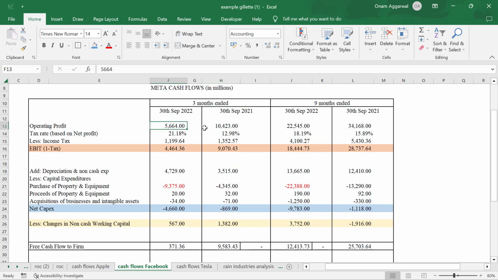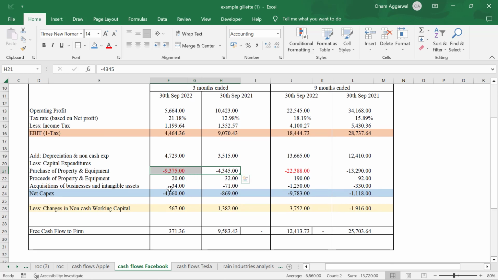So here you can see the major change. The profits have reduced significantly, almost half, and the capex has more than doubled. So what do you think is going to happen to cash flows? The cash flows on 30th September 22 were $4.6 billion, whereas in 21 they were only $869 million. And this is where you can see what is actually happening in Facebook. The profits are down, right? The profits have been reduced almost half. But the cash flows have reduced by more than 90%.